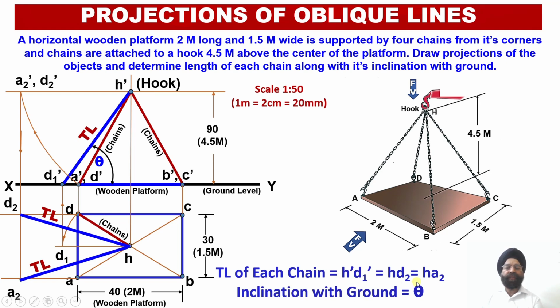So the true length of the chain we have evaluated, the inclination of the chain with the ground we had evaluated in the front view projection. So this angle theta we had evaluated. So this way we have been able to evaluate the true length of the chain as well as the inclination of each of the chains with the ground. So this is all for today.